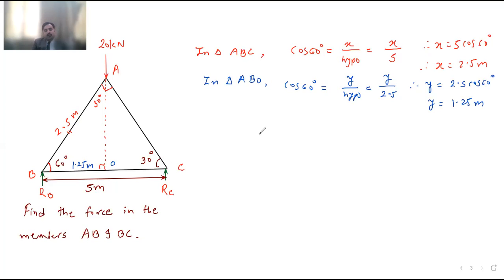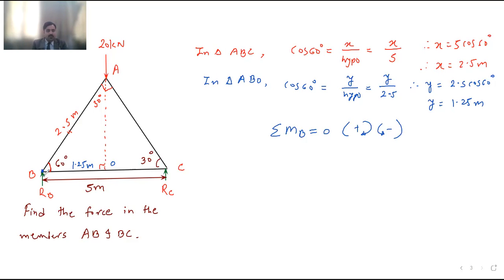Now I want to calculate the reactions. So take summation M about B equal to 0. For the entire truss, not a section. Whether it is a beam or a truss, you have to use the whole structure while calculating the reaction.